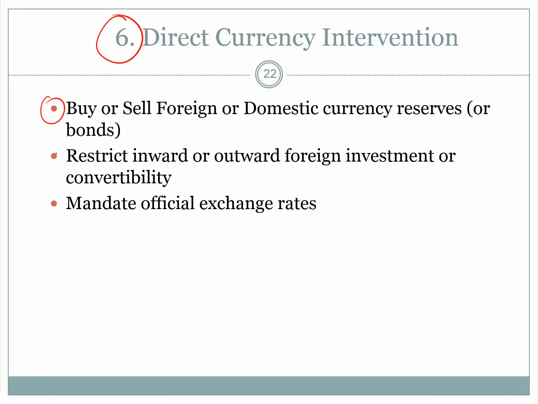You could also restrict inward and outward foreign investment to reduce, say, demand for a particular currency. Or you can mandate an official exchange rate. So the government could set up, say, you can only exchange currencies using official mandated rates, and it'd be illegal to use markets outside of the official markets.